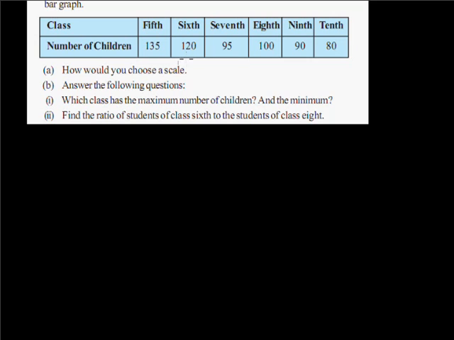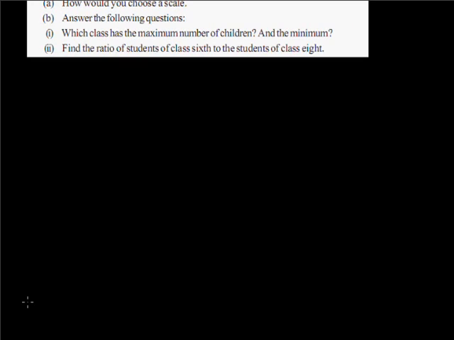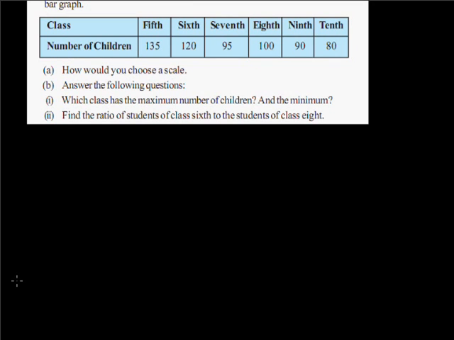If I see here, I have a difference of 5 between 90 and 95. So if I choose a scale of 5, it will be better to represent the graph. Or we can also choose a scale of 10. With that also we can draw the graph. So let us start drawing.